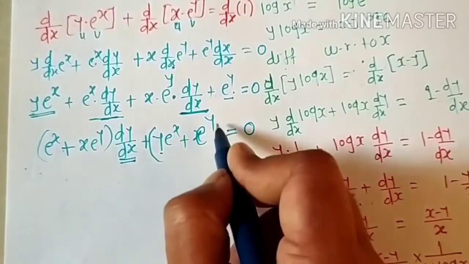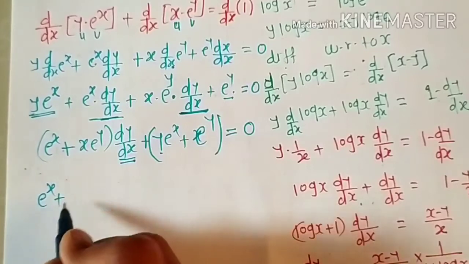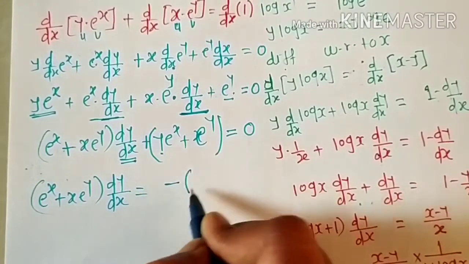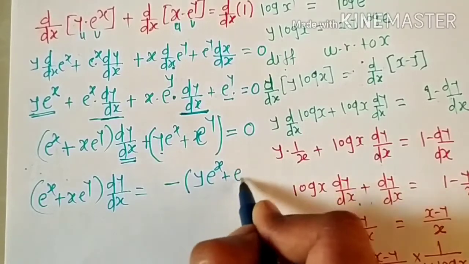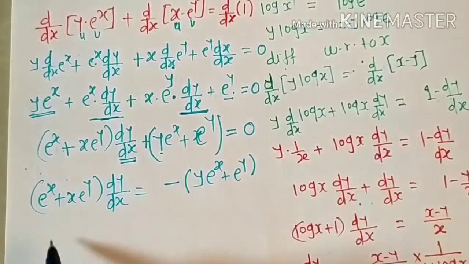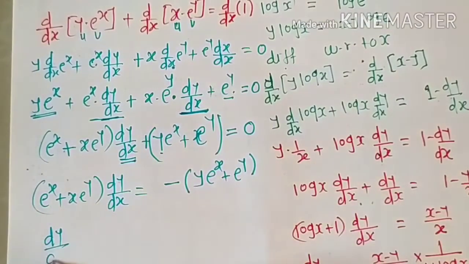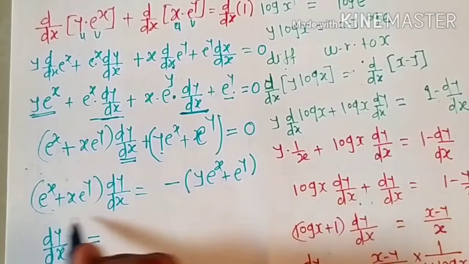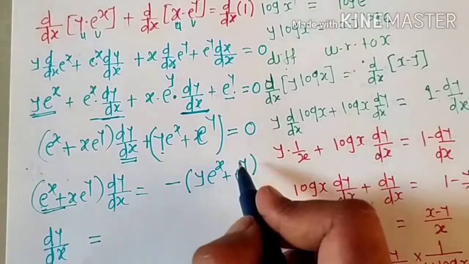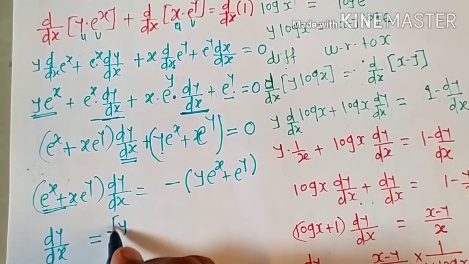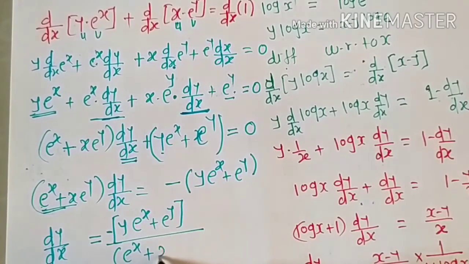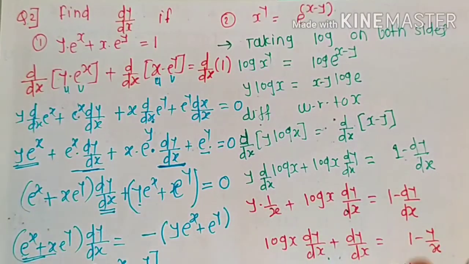So we have to find dy by dx. Comparing this term with 0, we take the minus sign outside: minus (y e^x plus e^y). Then we divide by this term, the whole equation, and transfer this term to the right hand side. Then dy by dx is equal to minus (y e^x plus e^y) divided by (e^x plus x e^y), which is the value of the derivative. The next example, same process applies, follow this exercise's questions.